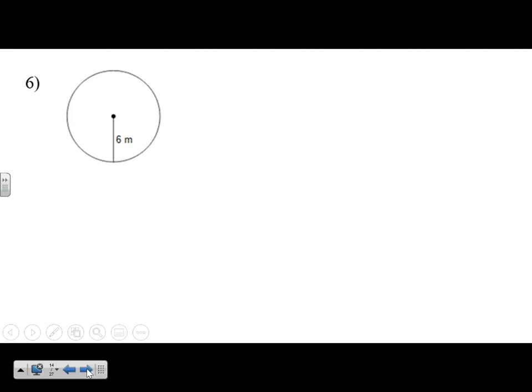Same thing with this one, circumference is 2 times pi times the radius. So it's 2 times pi times the radius, which is 6. Again, the order doesn't matter with this one. I think I maybe should write it 2r times pi, though it doesn't really make a difference. So 2 times 6 is 12, so that's 12 pi. That's in terms of pi.